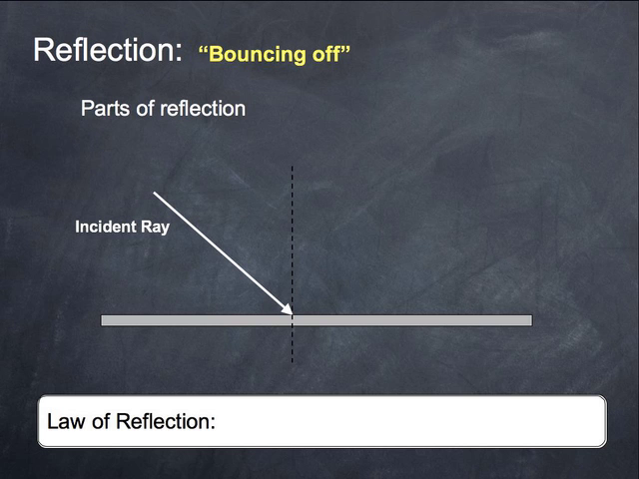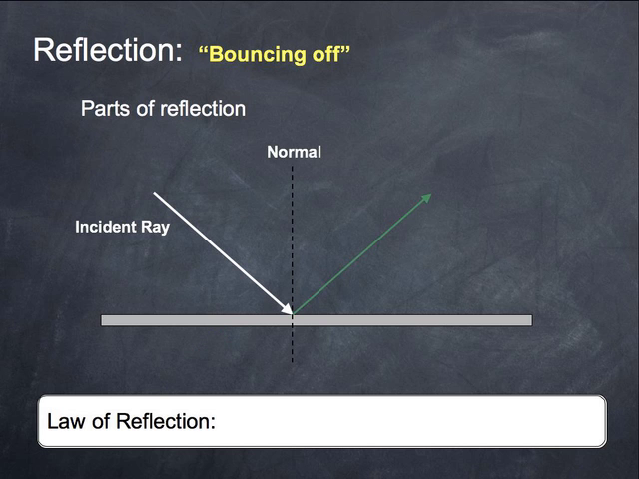We can then draw a perpendicular line, and you don't have this, so draw it in. A line perpendicular to the surface, right where the incoming ray meets the surface. We draw a perpendicular line. That is called the normal.